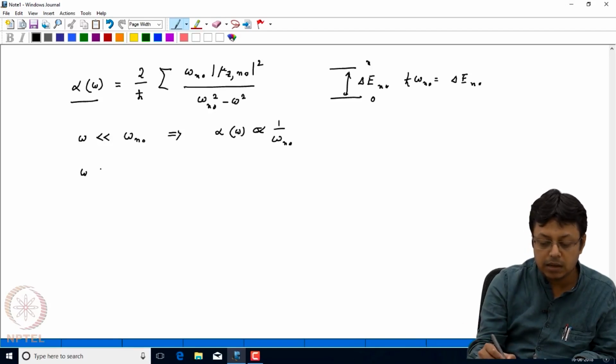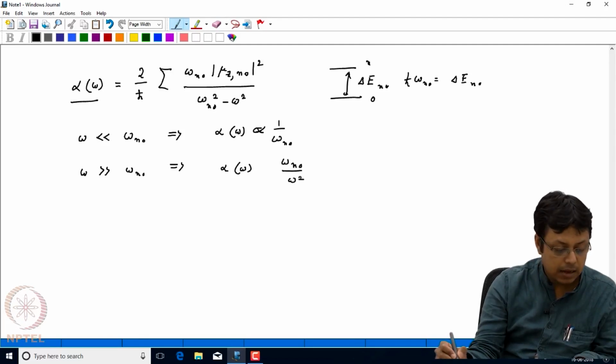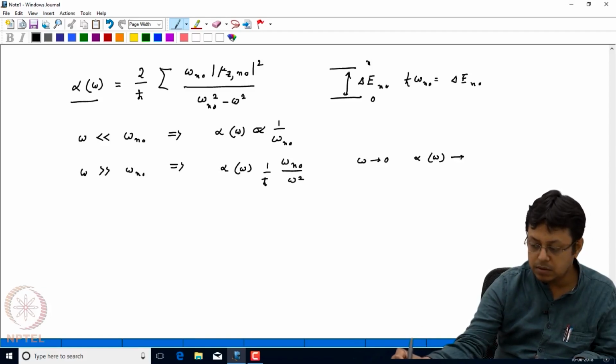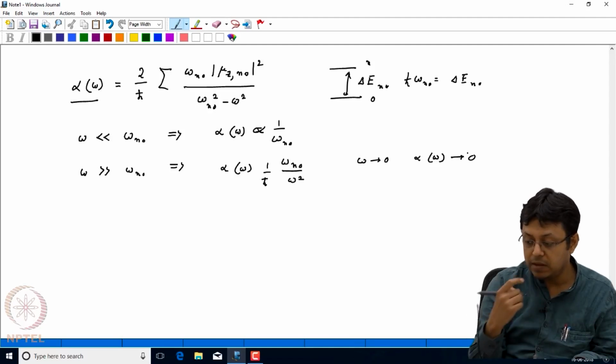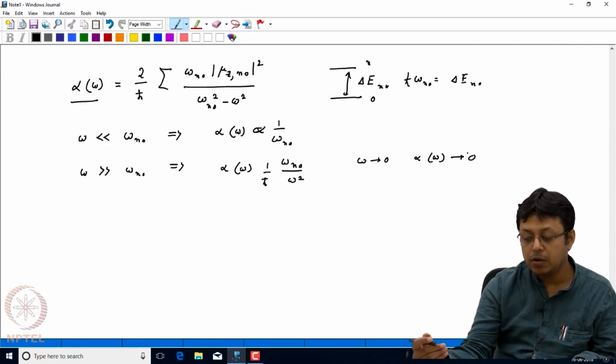However, if I have the other limit, that omega is much, much higher than omega n0, then this alpha will depend on something like omega n0 divided by omega squared, and then again there is a 1 over h bar. So as you can see, if omega tends to 0, basically the alpha omega will also tend to 0. Now, if the external frequency is very high compared to the natural frequency.